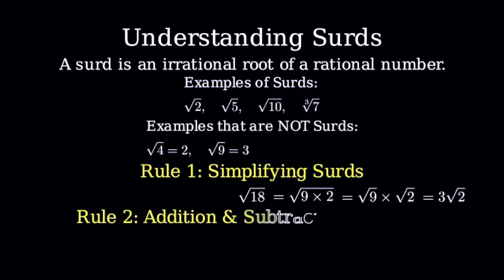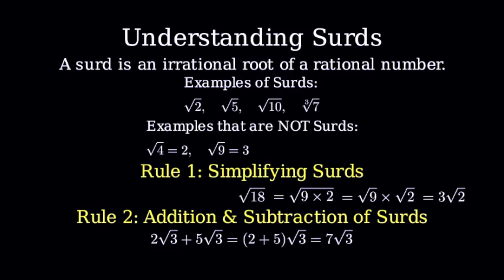You can only add or subtract like surds. Like surds are those that have the exact same number under the root sign after simplification. For example, 2 times the square root of 3 plus 5 times the square root of 3 can be combined because they both involve the square root of 3. We simply add the coefficients. 2 plus 5 equals 7. So the result is 7 times the square root of 3.